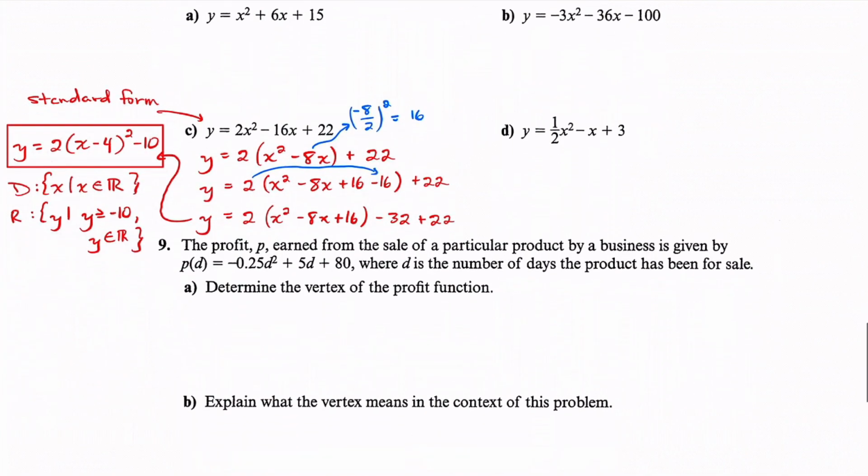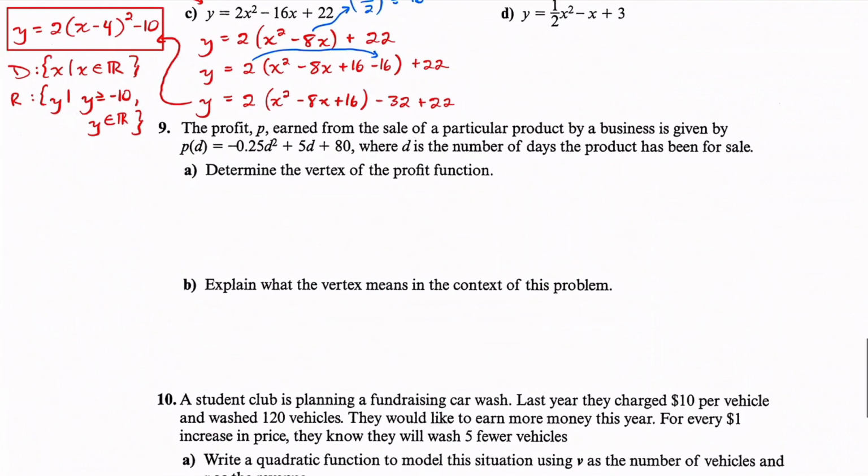Okay, looking at number 9 now. This one says the profit P earned from a sale of a particular product by a business is given by, and then we're given this function, where D is the number of days the product has been for sale. So part A, determine the vertex of the profit function. So this is going to be same as number 8. We're going to have to take this standard form and go to vertex form to figure out what the vertex is. So we're just completing the square.